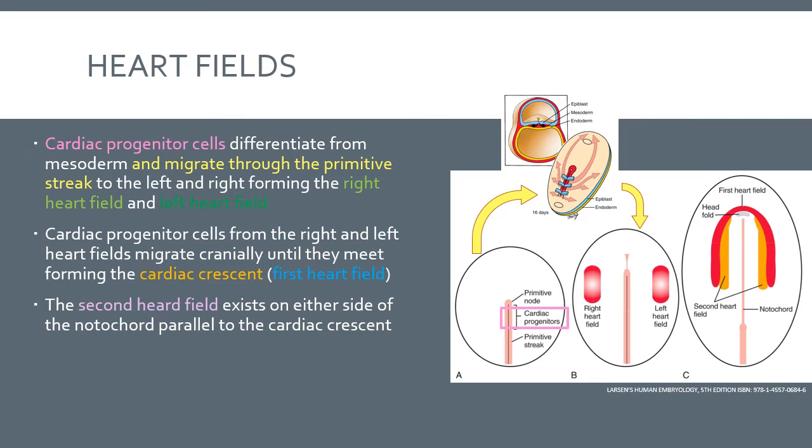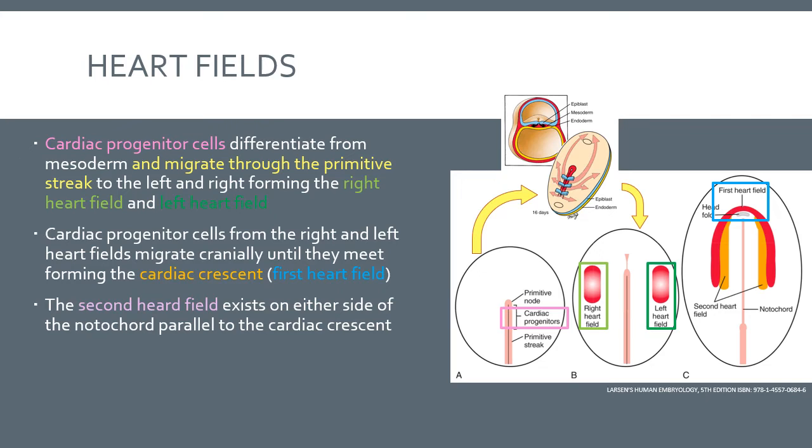So this is back when lots of mesodermal cells and mesodermal cell derivatives are migrating through the primitive streak, and the cardiac progenitors are some of those. So they go through the streak and then to the left and the right, forming the left and right heart fields. And now those fields are going to grow or migrate cranially until they meet at the top, forming a sort of upside down U shape or a crescent shape called the cardiac crescent. And that's your first heart field. Okay?